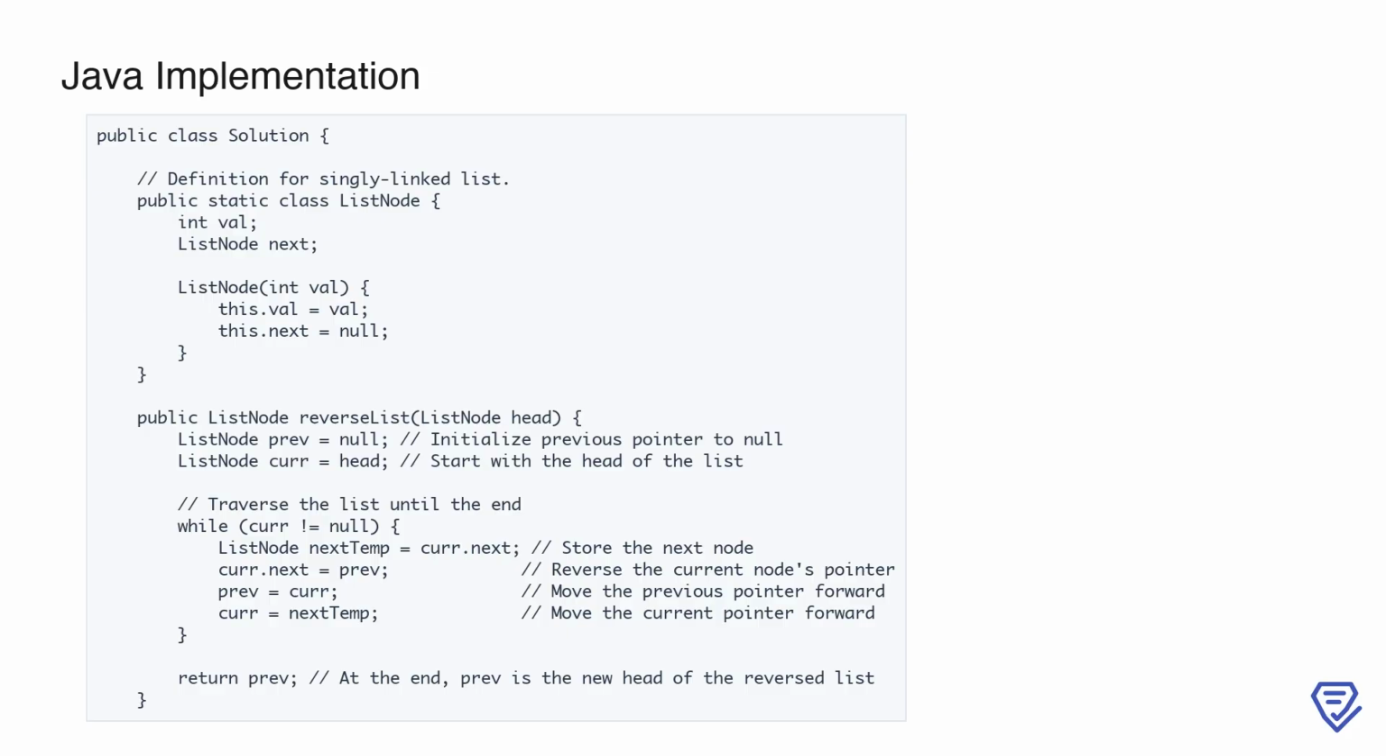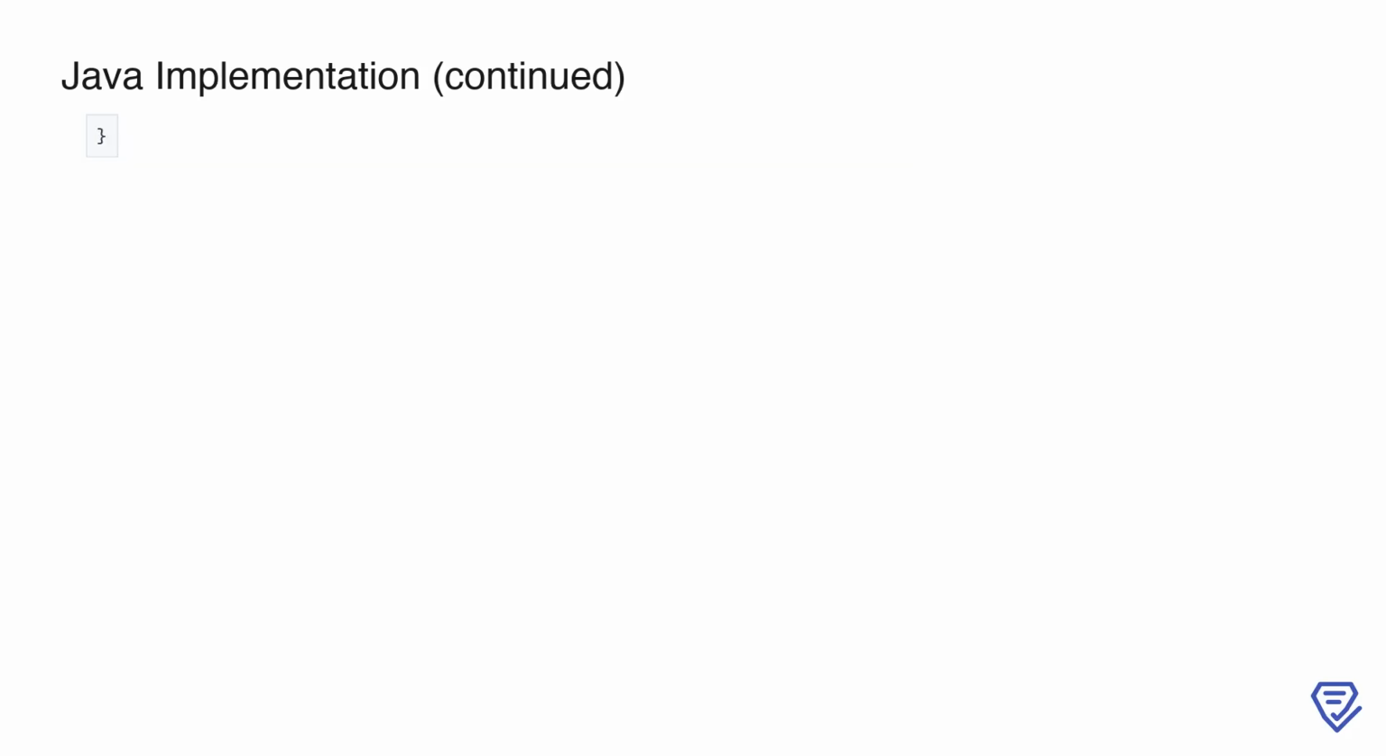After that, we move the previous pointer forward by assigning it the value of cur, and finally, we advance the cur pointer to nextTemp. This process ensures that each node's pointer is reversed one step at a time while traversing the list. At the end of the traversal, when cur becomes null, the previous pointer holds the new head of the reversed linked list. This is because previous points to the last node that was processed in the loop, which is now at the start of the reversed list. The method returns previous, completing the reversal.